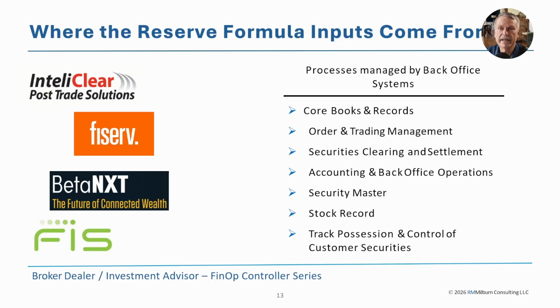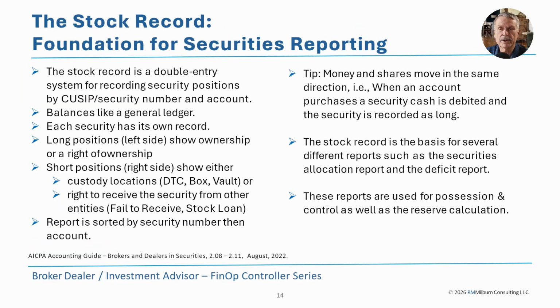The system will handle accounting and back office operations and, more importantly, will manage the security master and the stock record, as well as track possession and control of customer securities. Let's talk about the stock record for a moment, and that's really the foundation of securities reporting. The stock record is a double-entry system for recording security positions by CUSIP or security number, and then by account.